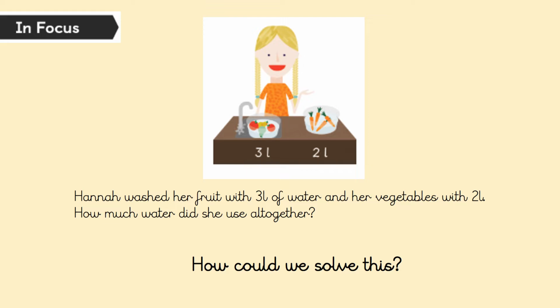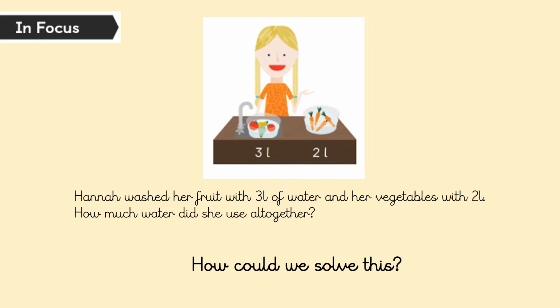So today we're focusing on word problems. So we'll start off with this one. Hannah washed her fruit with 3 litres of water and her vegetables with 2 litres. How much water did she use altogether?